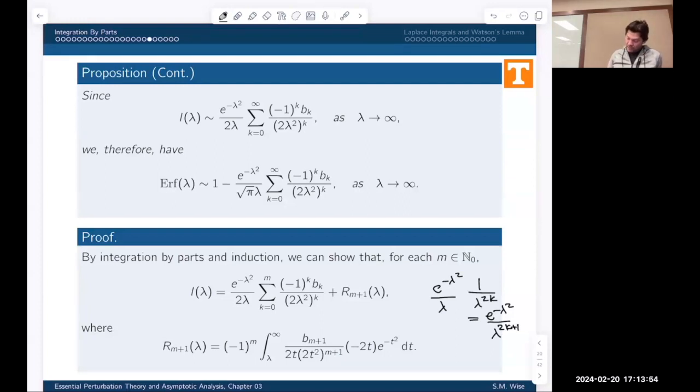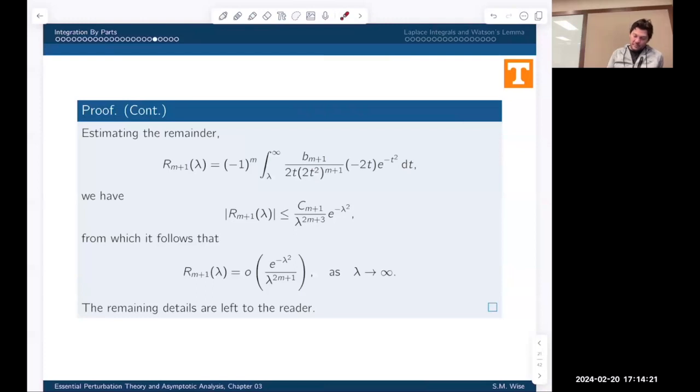I have to show this hopefully is little o of e to the minus lambda squared, lambda to the 2k plus 1, as lambda goes to infinity. That's what I have to show. And if I can show that, then I have my asymptotic approximation. It should be no surprise that that's true.